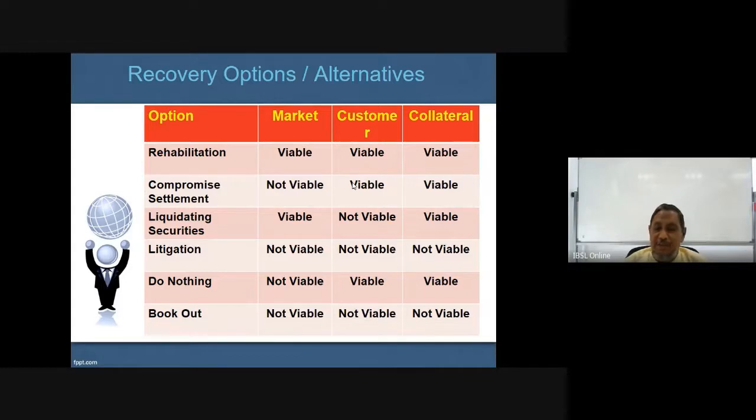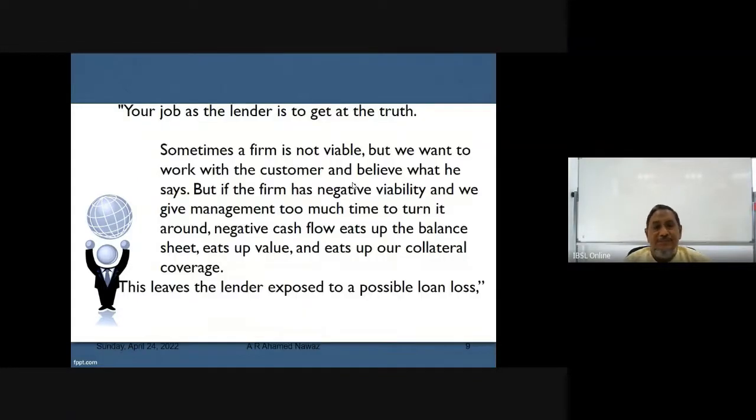Right, let's start with the rehabilitation. What is this rehabilitation? Your job as a lender is to get the truth. Sometimes the firm is not viable, but we want to work with the customer and believe what he says. But if the firm is negative viability and we give management too much time to turn it around, negative cash flow eats up the balance sheet, eats up the value, and eats up the collateral coverage. This leaves our lender exposed to possible loan loss.